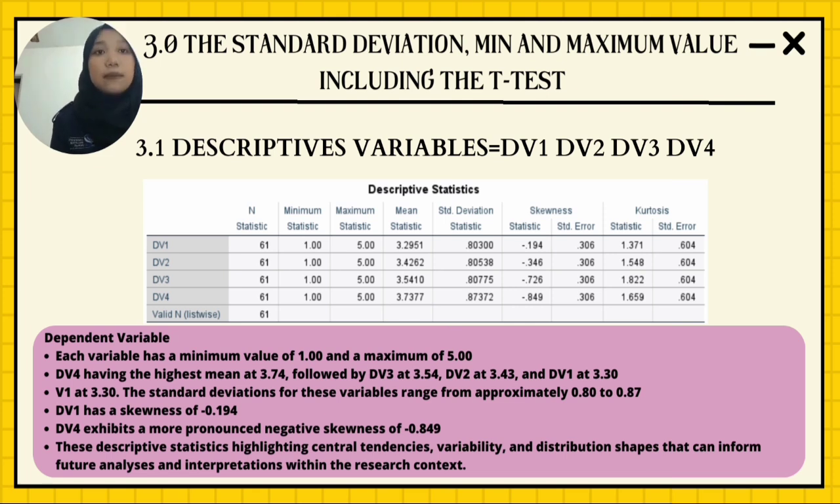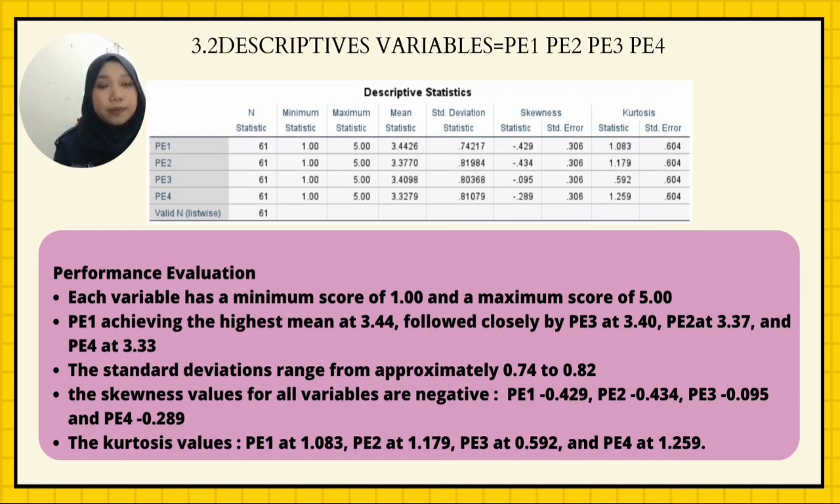The next is the descriptive variables for PE1, PE2, PE3, and PE4. Each variable has a minimum score of 1.00 and maximum score of 5.00. PE1 achieves the highest mean, which is 3.44, closely followed by PE3 at 3.40, PE2 3.37, and PE4 3.33. The standard deviation ranges from approximately 0.74 to 0.82.